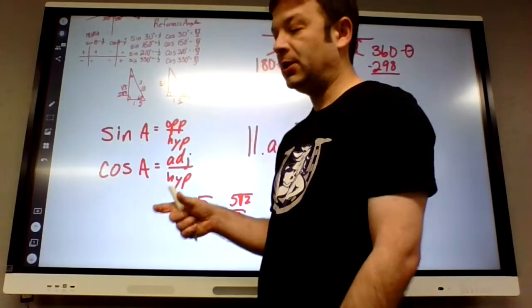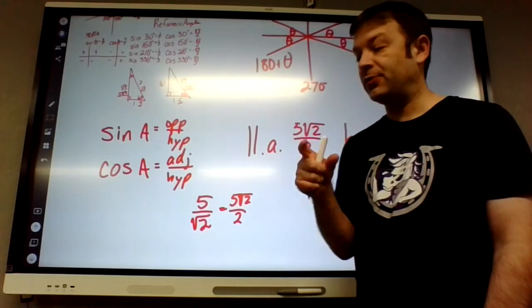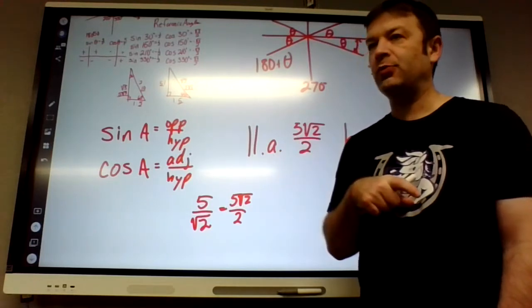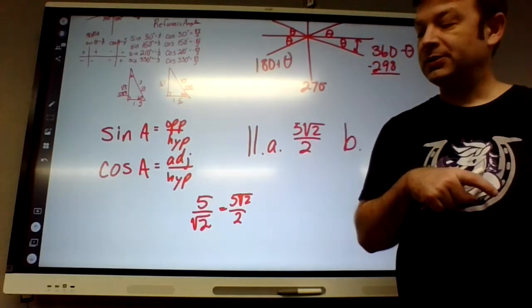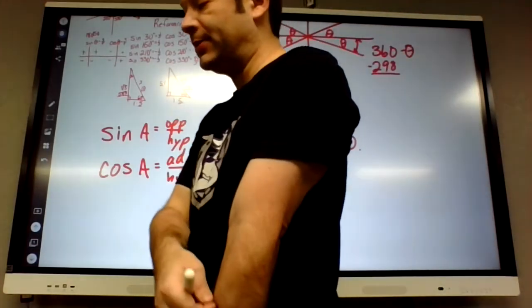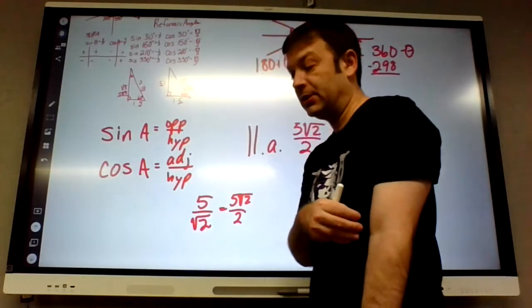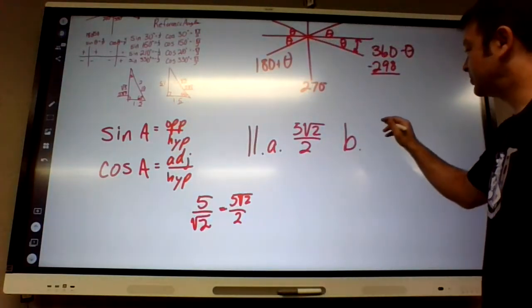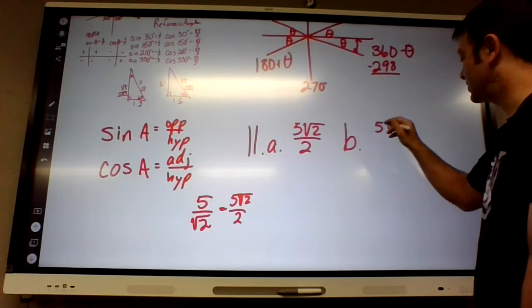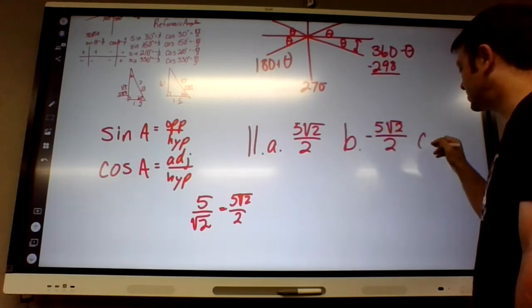Okay, on B, cosine of 135. 135 is 45 degrees off of 180. So it's going to have the same reference angle of 45 degrees. So A and B are going to be the same answer. Except for, is cosine positive or negative in the second quadrant? Negative. So it's just negative that.